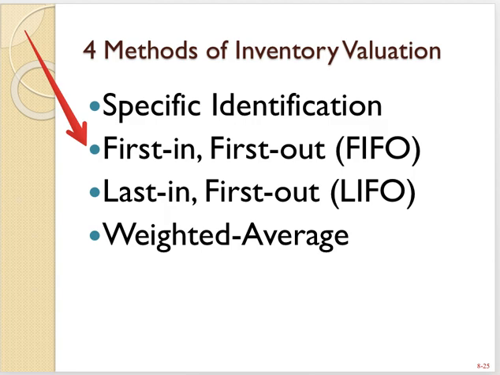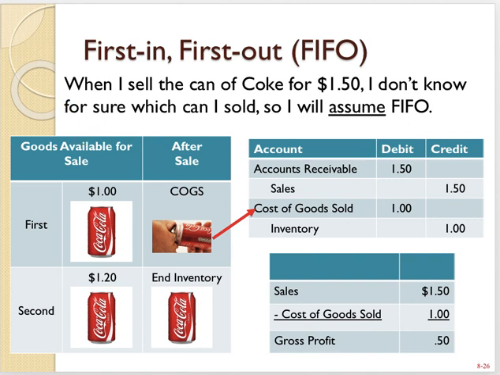Now we're going to carry on with the exact same example, but this scenario is just a little bit different. Okay, we still have the 2 cans of Coke. The first one was $1 and the second one was $1.20. And we're still selling 1 can of Coke for $1.50. But now, because it says I don't know for sure which can I sold, I will assume FIFO.